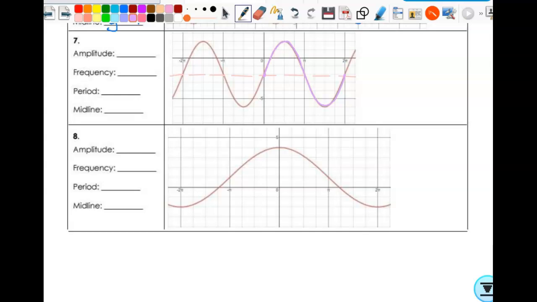All right, what is my amplitude here? 4. Okay. My frequency, how many cycles do I get between 0 and 2 pi? 1, which means the period is 2 pi. Very good. And my midline is y equals negative 2. Any questions on that? All right, do the last one.